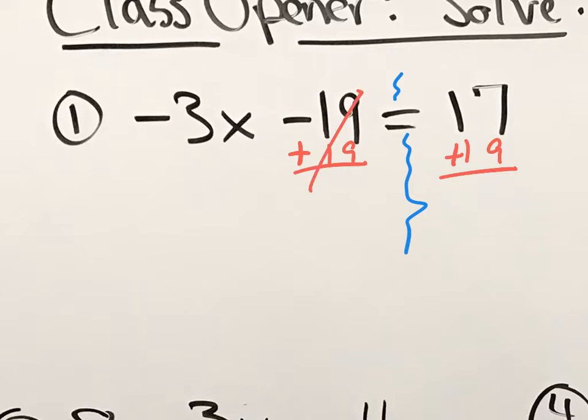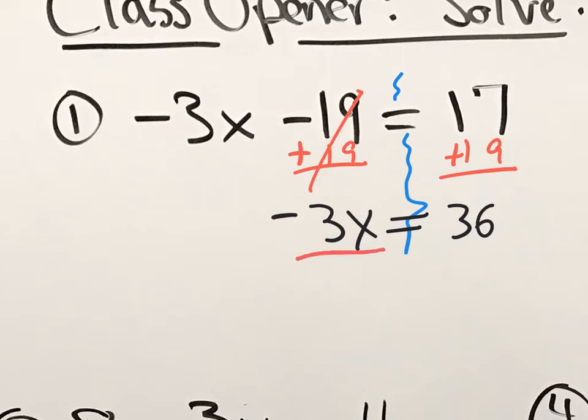Let me rewrite what I have left. I have a negative 3x on the left side. The equal sign comes down. And 17 plus 19, that is 36. Yes. Thank you. And this last step, you got to recognize what's happening between the negative 3 and the x. That's multiplication. And that's how you get rid of something. You do the opposite. So the opposite of multiplication is division.